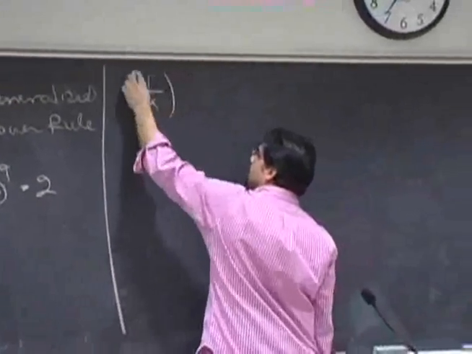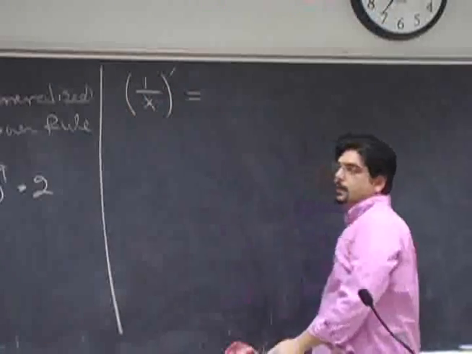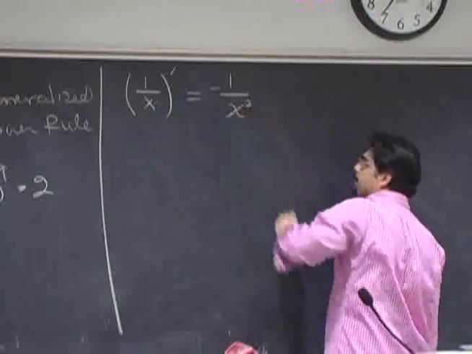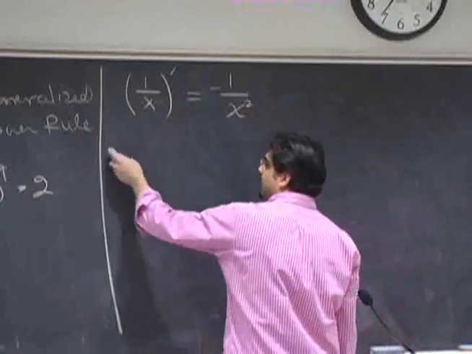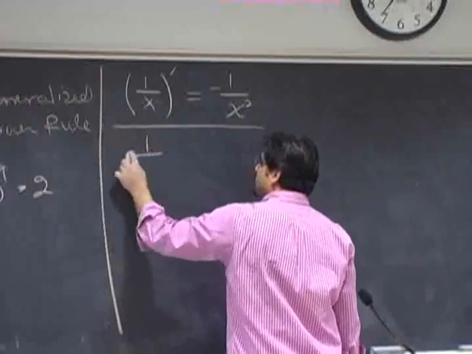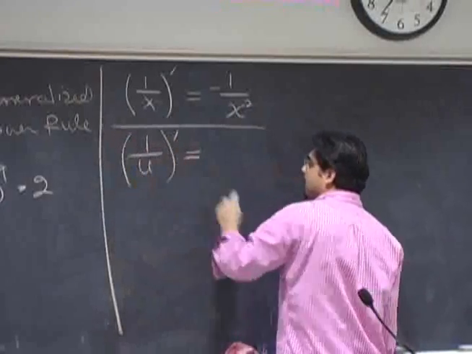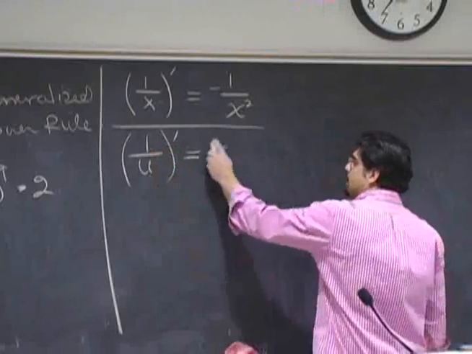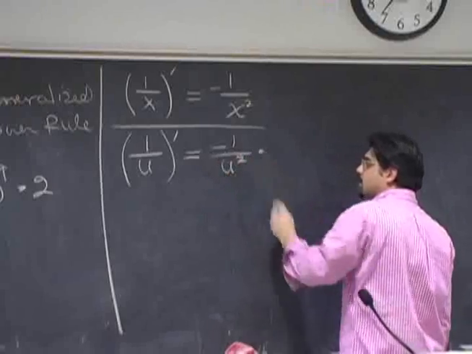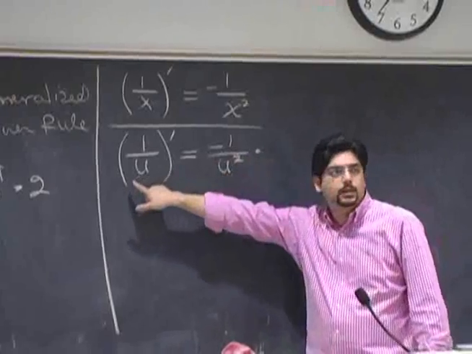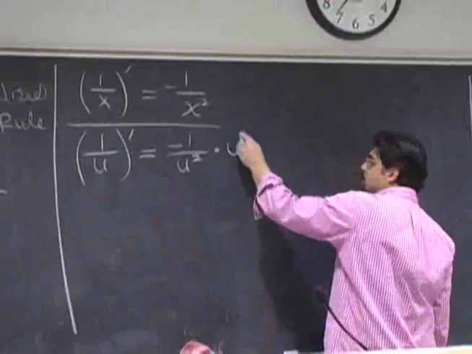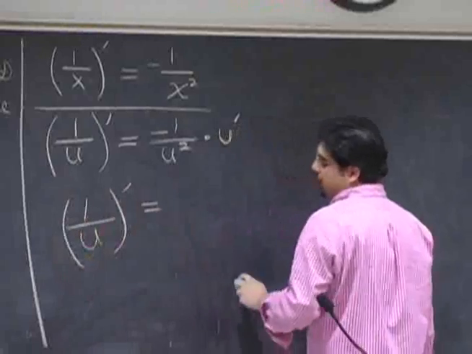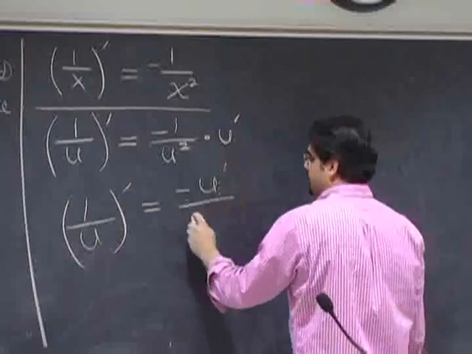Earlier, I told you to memorize this derivative. Remember what it was? Negative 1 over x squared. Very good, negative 1 over x squared. So if you have u as a function of x, then the derivative of this expression is negative 1 over u squared times the derivative of u, which is u prime. So a generalized formula for the reciprocal of a function is negative u prime over u squared.